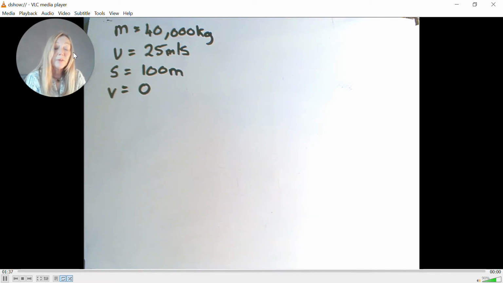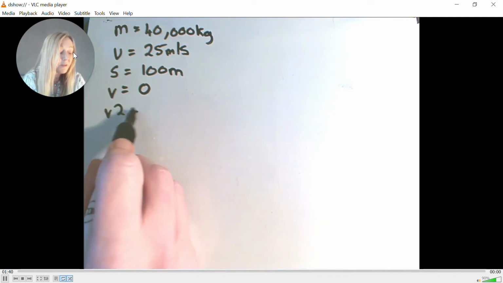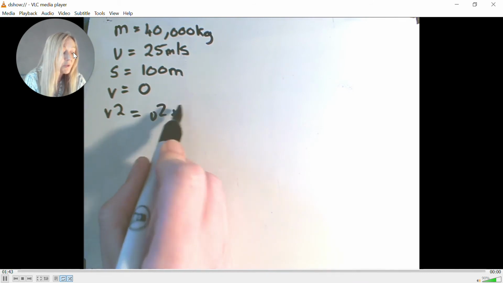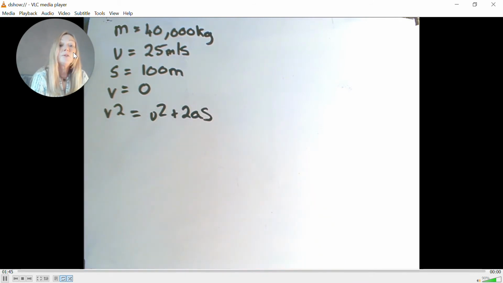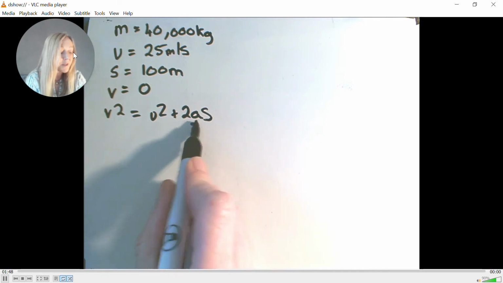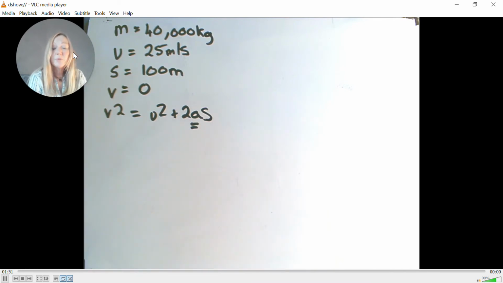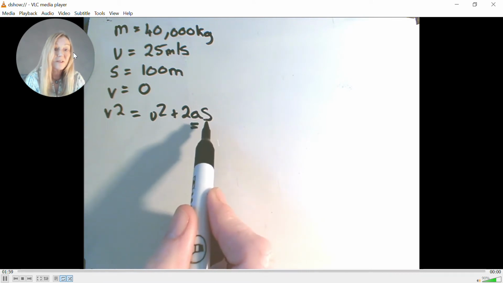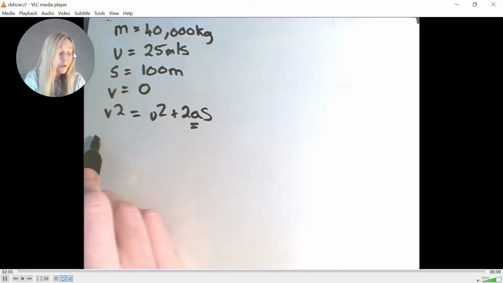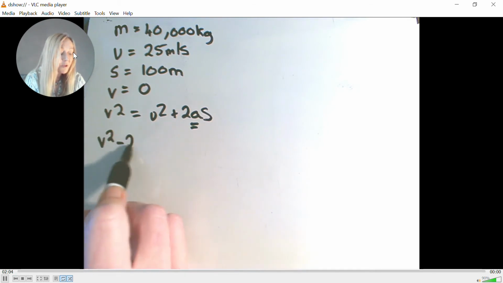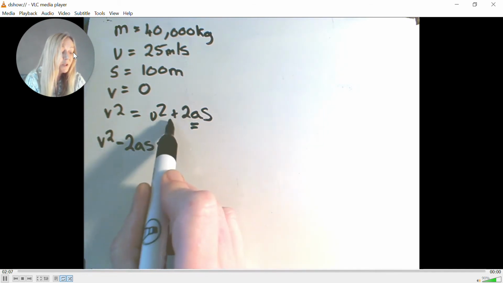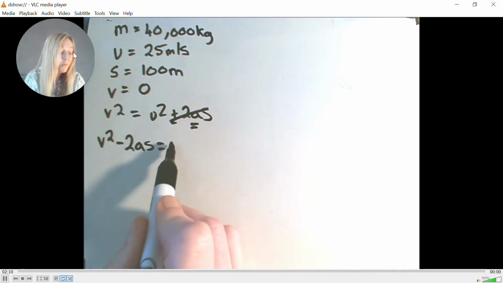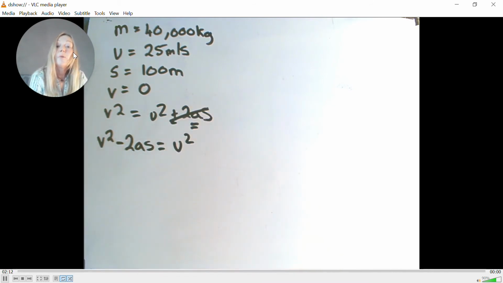So we're then going to use the equation v squared equals u squared plus 2as. Now we need to rearrange that equation in order to give us acceleration on its own. So we're going to do this step by step. The first thing we need to do is get rid of the whole of this 2as from this side. So we're going to go v squared, take away 2as, because if we take away 2as here, it takes it away from this side. It gives us the initial velocity squared.